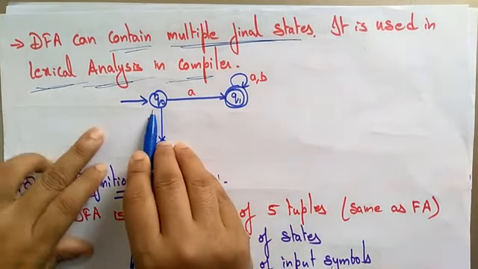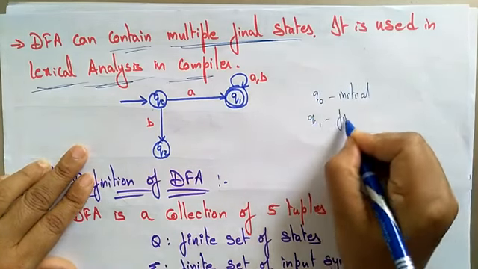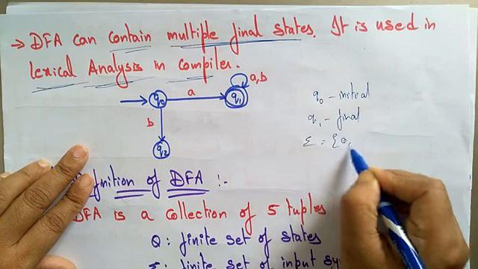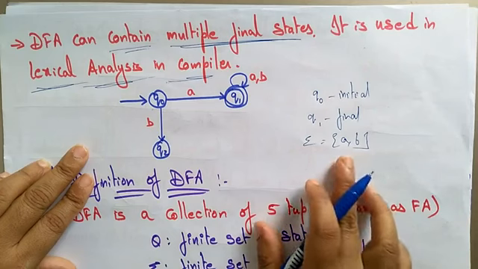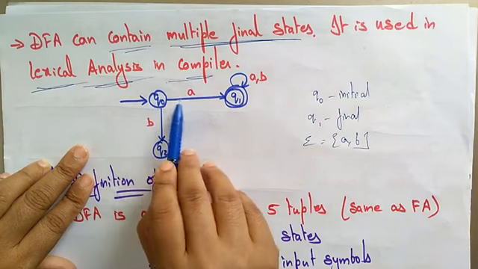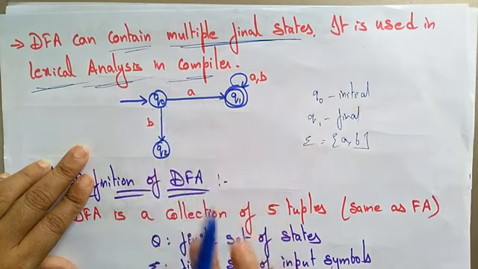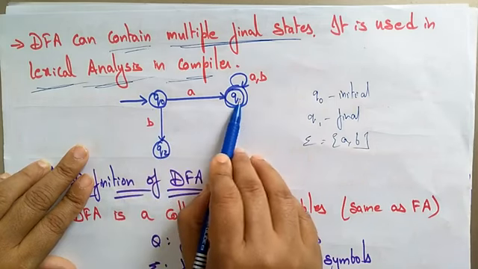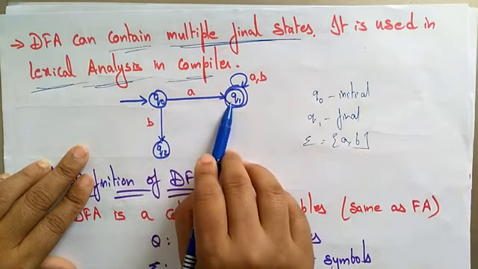So here you can see Q0 is the initial state, and Q1 is the final state, and the remaining are the intermediate states. The inputs are A, B. So this DFA is constructed with a set of symbols A, comma B. You can observe here each state is moving to another state with the help of input only. There are no epsilon moves. Here Q0 on A goes to Q1 and Q0 on B goes to Q2 only. So only one input at a time.